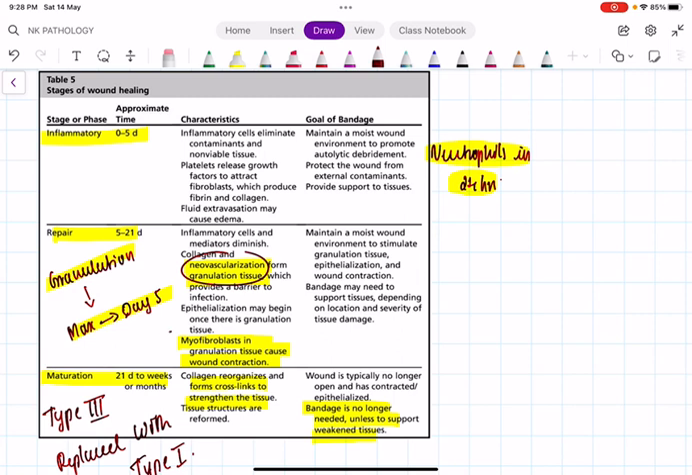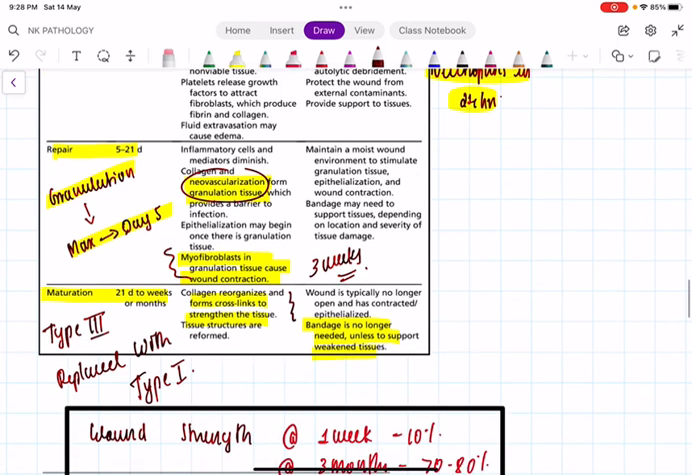Myofibroblasts start appearing, which causes wound contraction. You can go for the answer up to a maximum of 3 weeks. In the option it will be 3 weeks, that is 21 days. Finally, from 21 days to months we have cross-linking and the tissue structures are reformed. And here comes the question: what type of collagen is present in granulation tissue? Granulation tissue has type 3 collagen. At the end of wound healing, the type 3 collagen will be replaced by type 1 collagen.